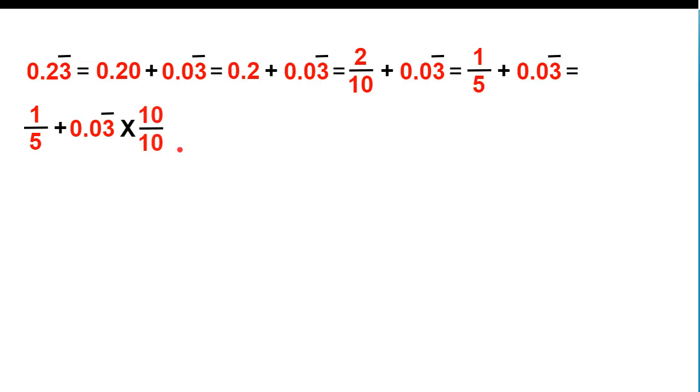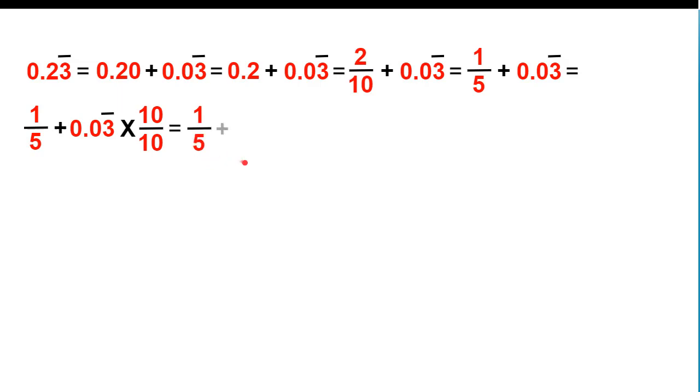As you know, if you multiply a number by another number and divide it by the same number, the original stays the same. So in this case, 0.03 is multiplied by 10 and divided by 10, like multiplying it by 1. We don't change anything. Its value doesn't change. So why do we do that? Let's see why.